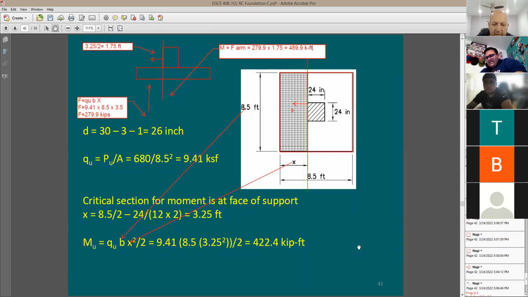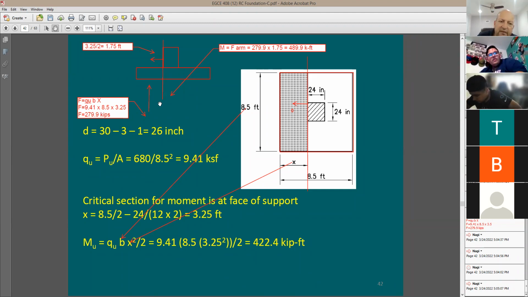Oh, maybe I did something wrong. No, I'll tell you what's wrong. This is my mistake. This is not 3½. This is 3¼, right? Make sense? This length here, X, is a 3¼, not 3½. Yeah, makes sense. Okay. Now, can you give me the new number?